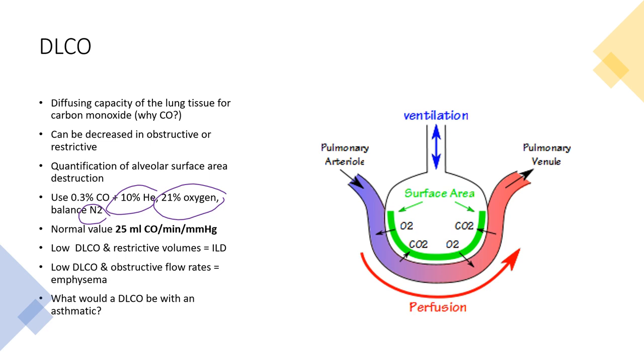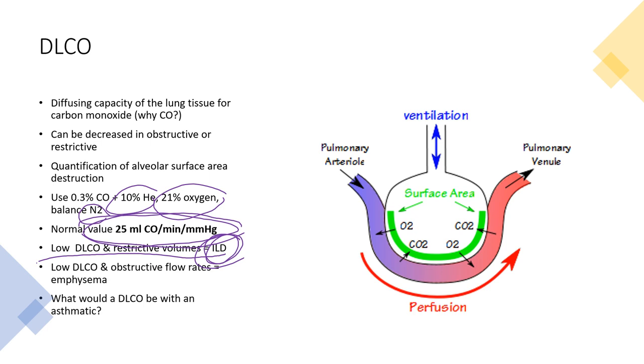A normal value for DLCO here, you do need to know this for boards, is 25 milliliters per minute per millimeter of mercury. Once again, 25 mLs per minute per millimeter of mercury. If the DLCO is low, that means we're having a hard time diffusing. Usually that means we have a restrictive disorder like interstitial lung disease could be going on, right? Because we have less surface area.